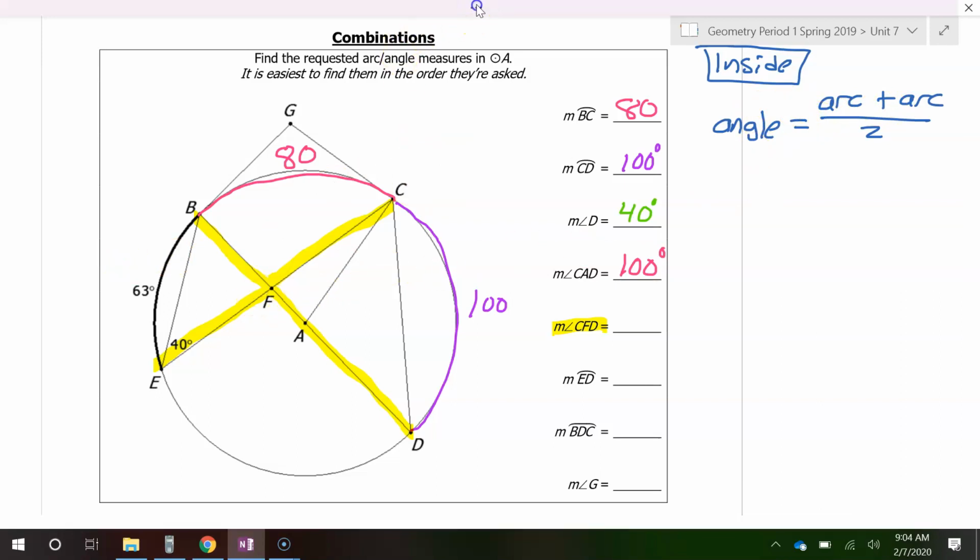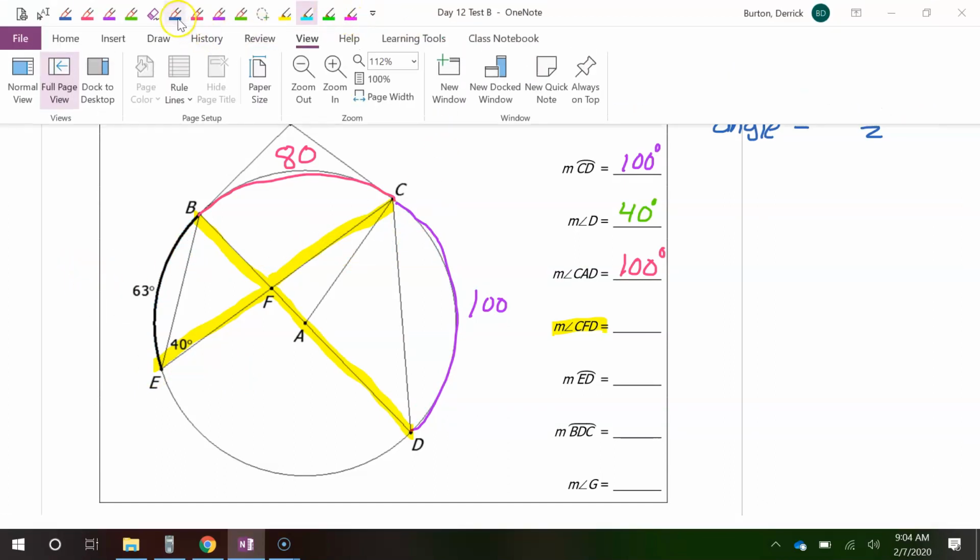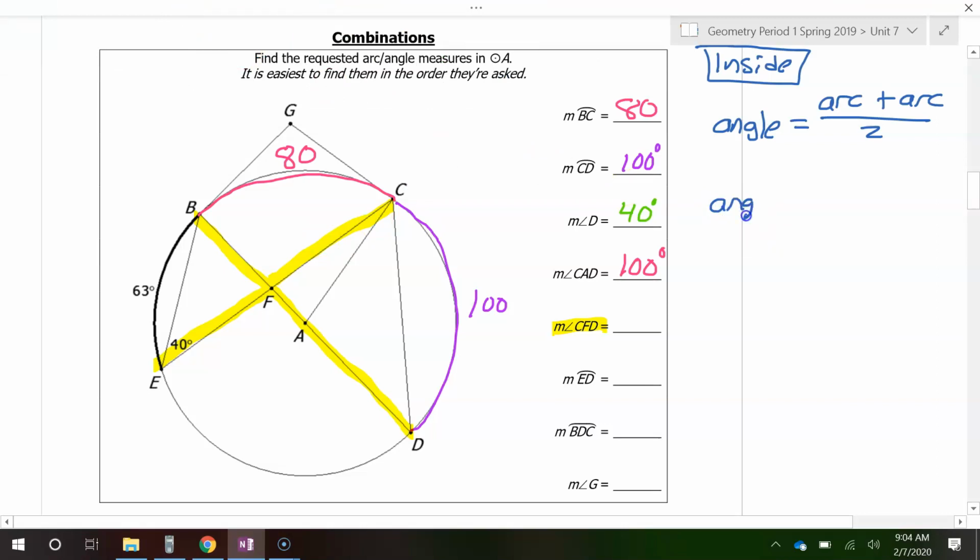So looking at the ends of the X, I see the arcs that I need are the ones that I'm putting in blue right now. All right, those are the arcs that go with this pair of angles. Okay, I'm going to undo that for now. So angle equals. So what are the two arcs I'm talking about? 163. All right, so we're just doing 163 divided by 2. What does that turn out to be? 81.5.